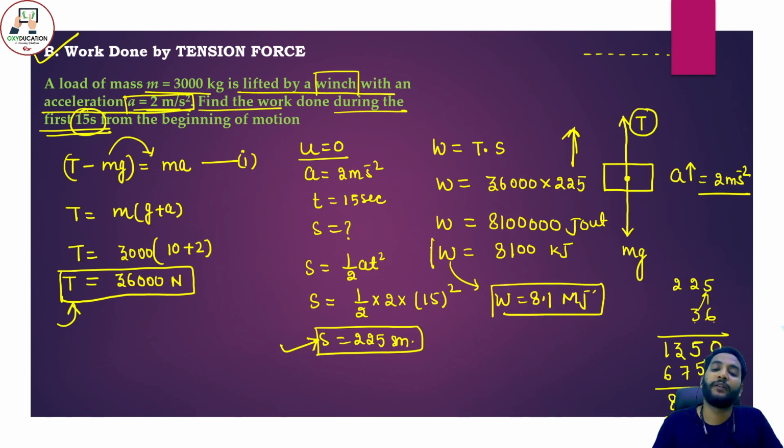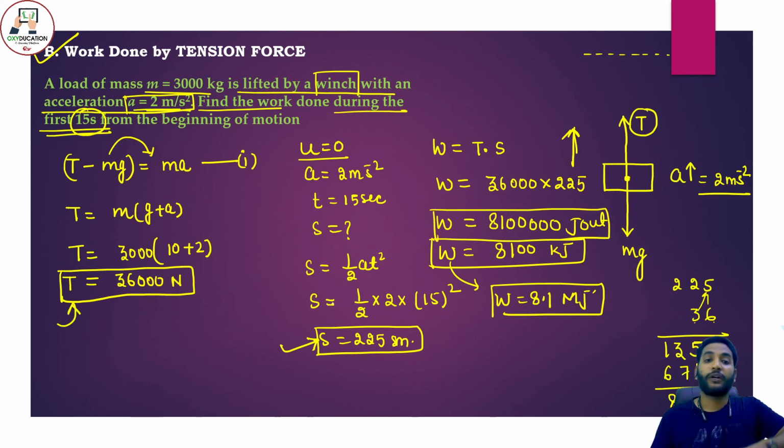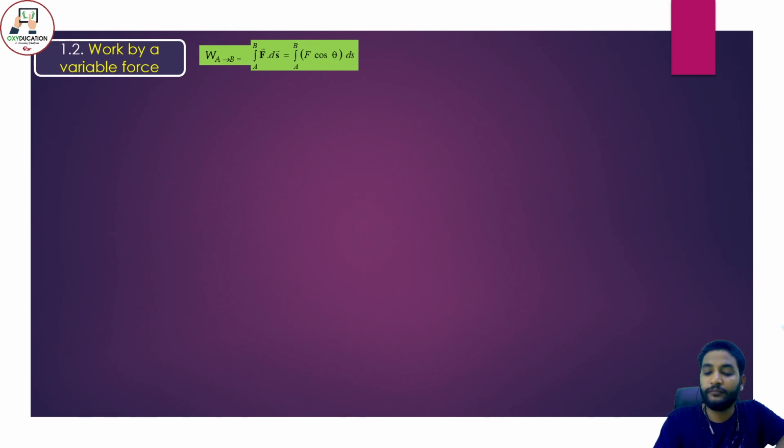So you may have different answers, so don't forget to convert these units. I think you're getting my point. So these are some examples of constant force which are actually acting on a body, and due to these forces there is some displacement, and when there is a force and a displacement, you will get some work done. Okay, moving on. Till now we have discussed a constant force which is acting on a body and there is a work done.